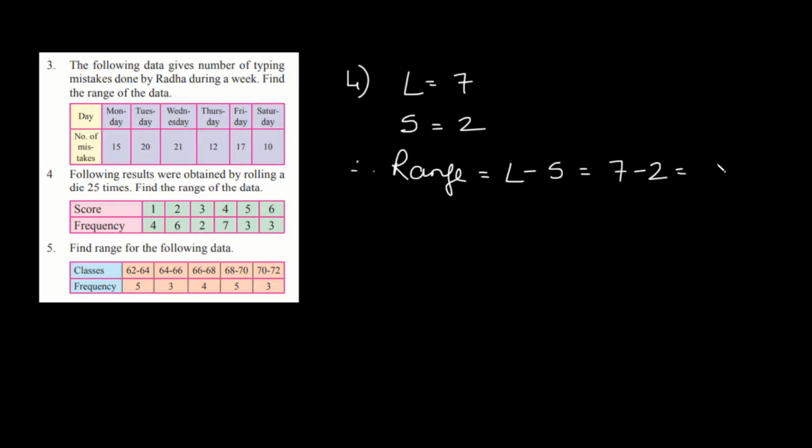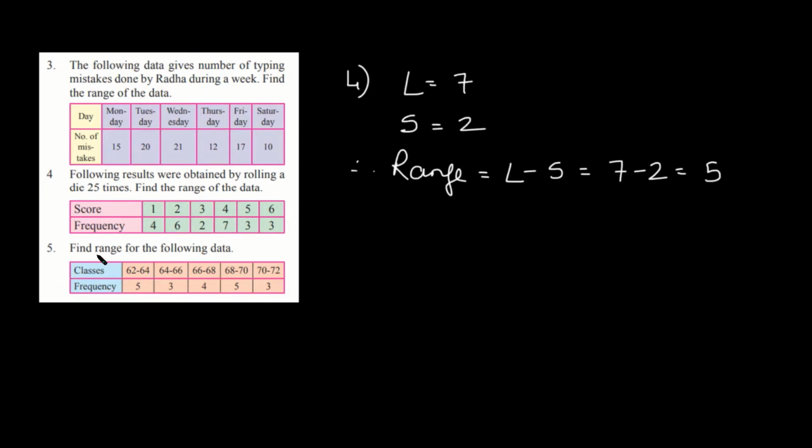The score is given 1 to 6. Of course, while rolling a die, we get the scores of 1 to 6 and the frequency of the scores is given. Now, to find the range, we take the frequency, and the largest frequency out of all the frequencies is 7. So L is equal to 7. In the fourth sum, L is equal to 7. And the smallest frequency, as you can see, over here it is 2. And therefore S is equal to 2. And therefore range is equal to L minus S, which is 7 minus 2, which is 5.